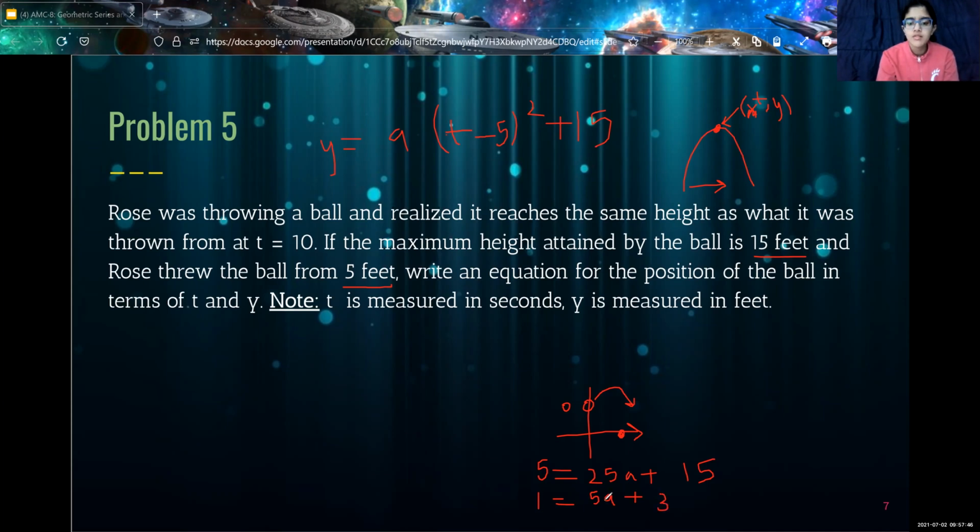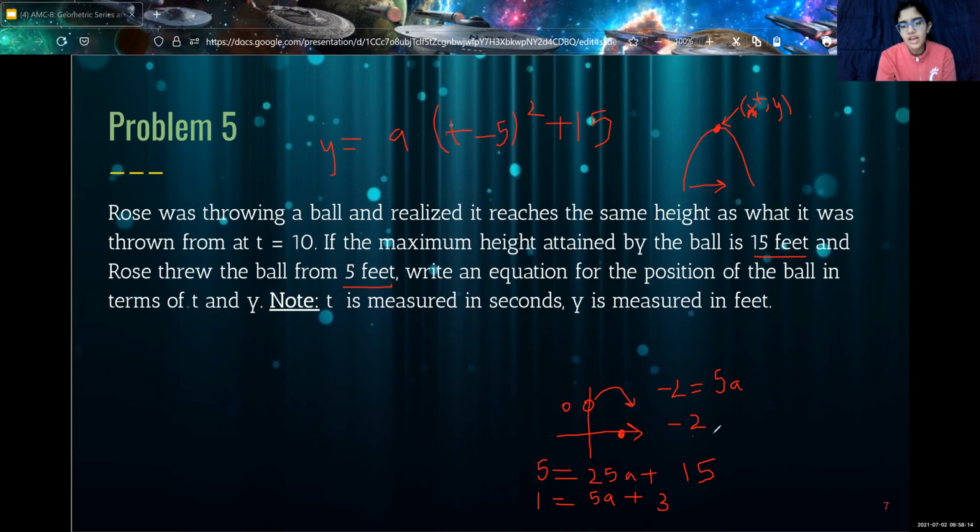So now we get this equation. How would we solve for a now? What would be our next step? Right, so we would subtract 3 from both sides, and we would get -2 is equal to 5a, right? So now, what would a be? Okay, in the chat, I see one answer.